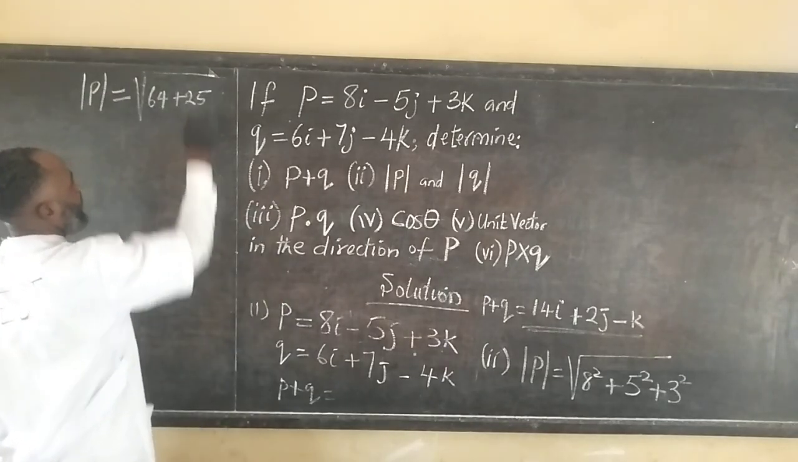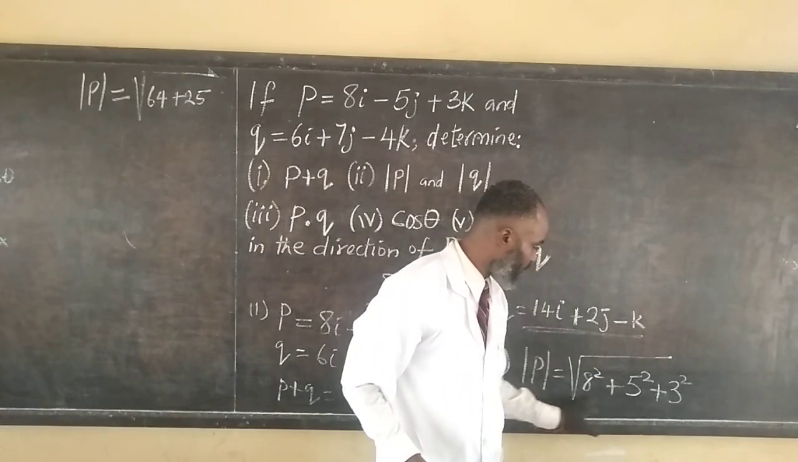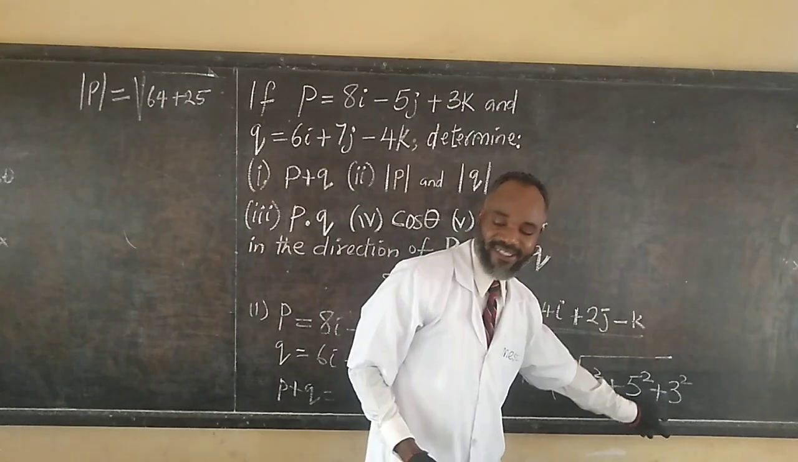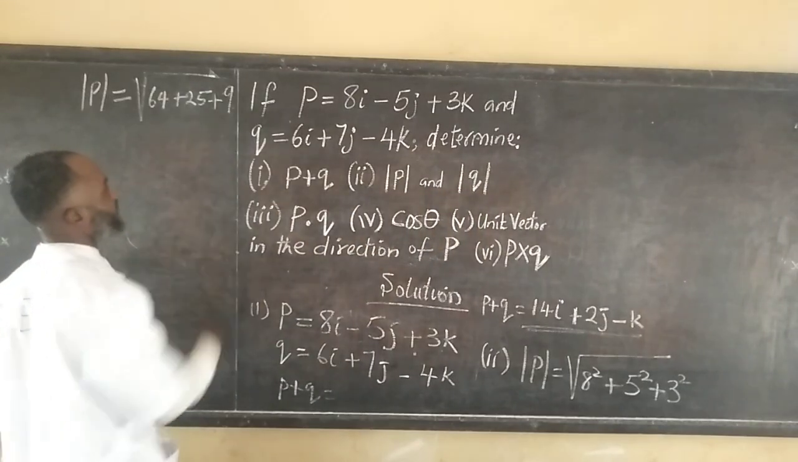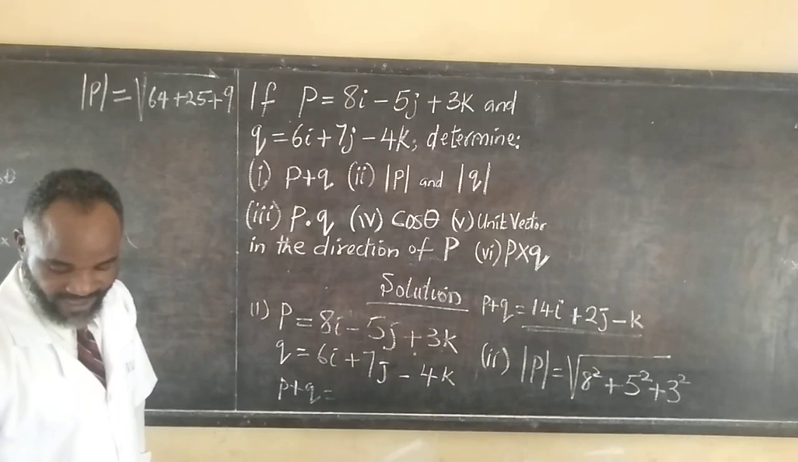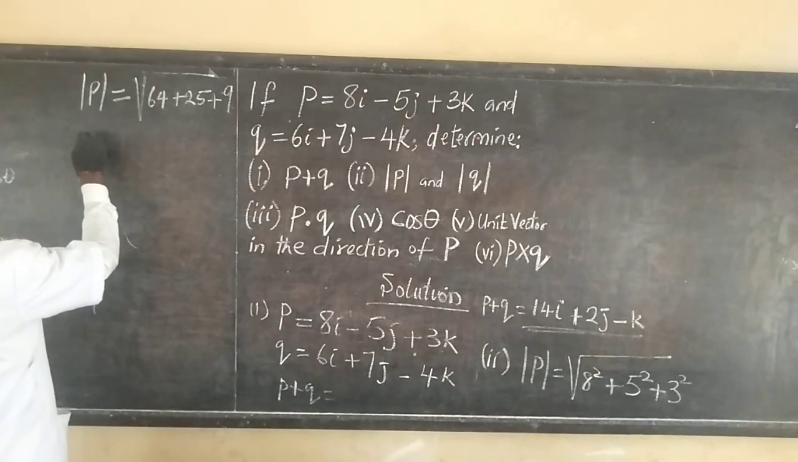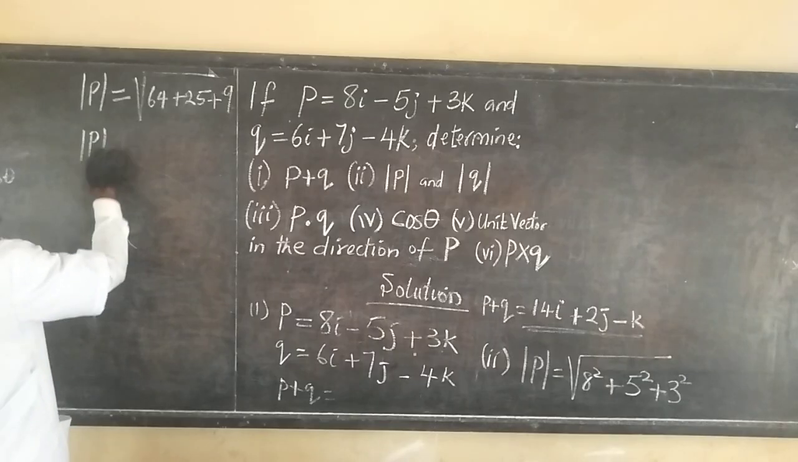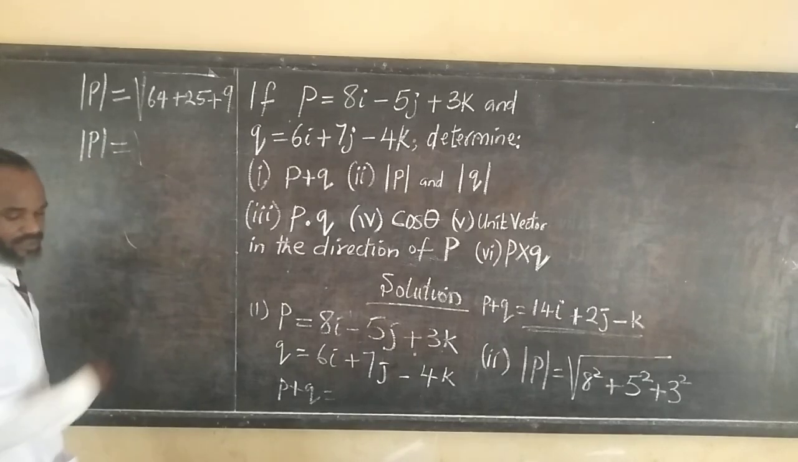25, okay? And the next one is 9. Yes. This is 64, 25, and 9. So we have plus 9. Plus 9. Good. Okay? That is it. Plus 9. And then finally we have modulus P. Okay? So to say is equal to total of what we have in there.